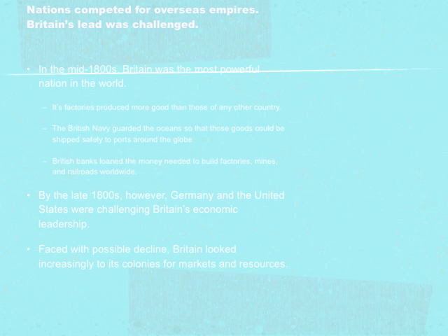So we'll take a look at Great Britain in the 1800s, and they are an extremely powerful nation. They have a factory system that we learned about in the Industrial Revolution that's producing tons of goods. They have a really powerful navy, and they have a strong economy. They've got a good banking system. They're loaning money to other parts of the world. They're building factories. They're doing a lot of mining, building railroads.